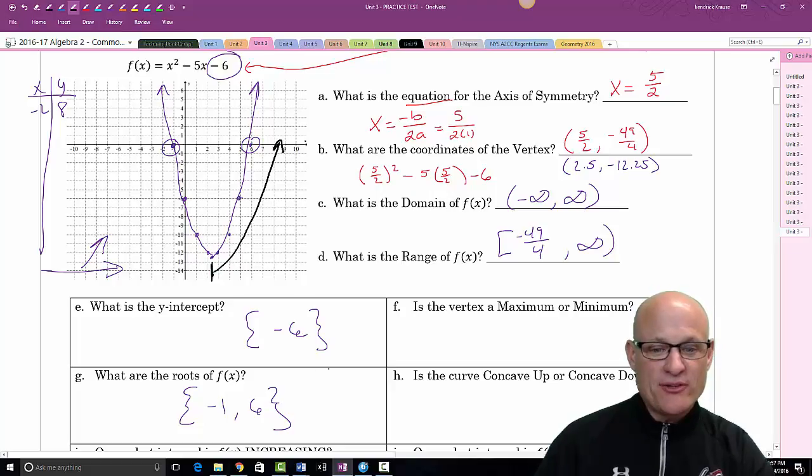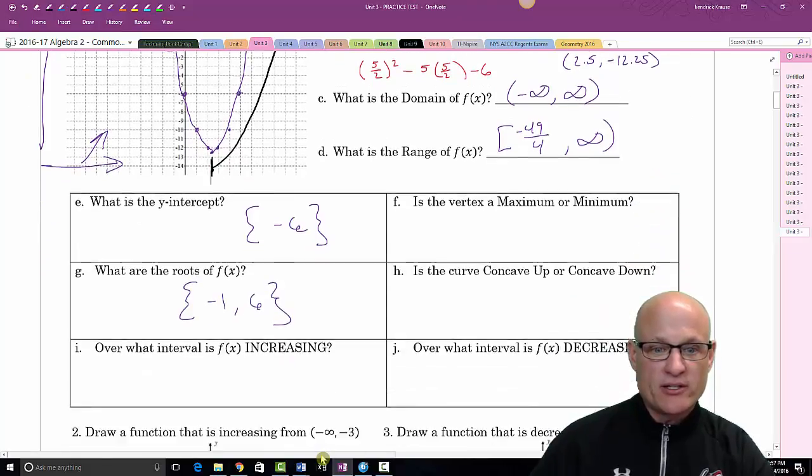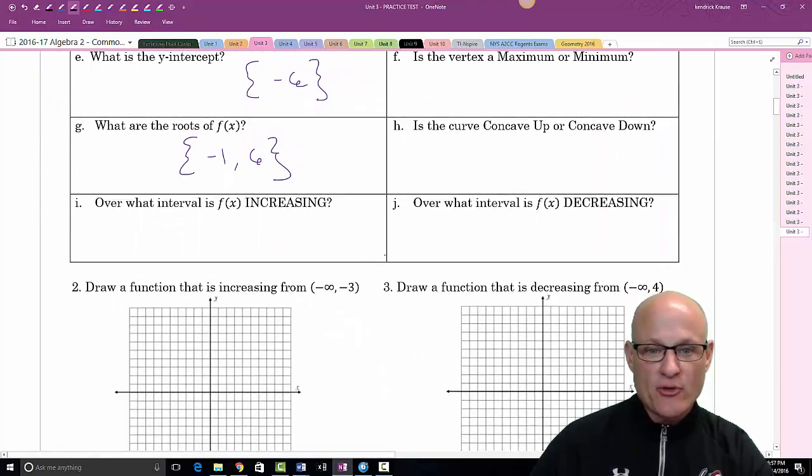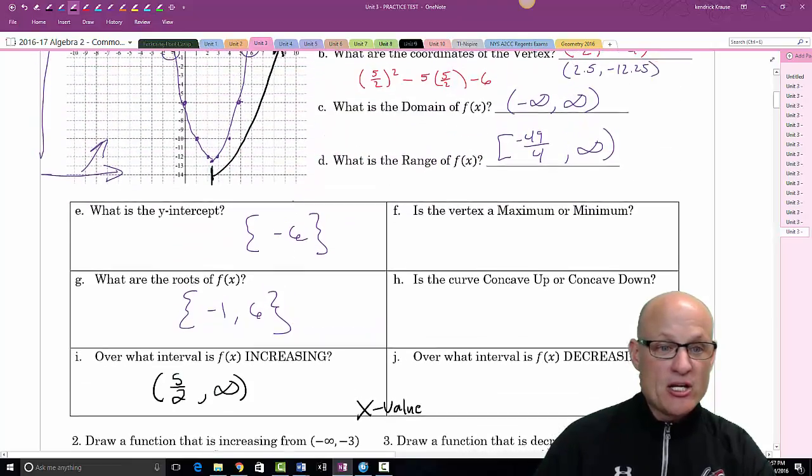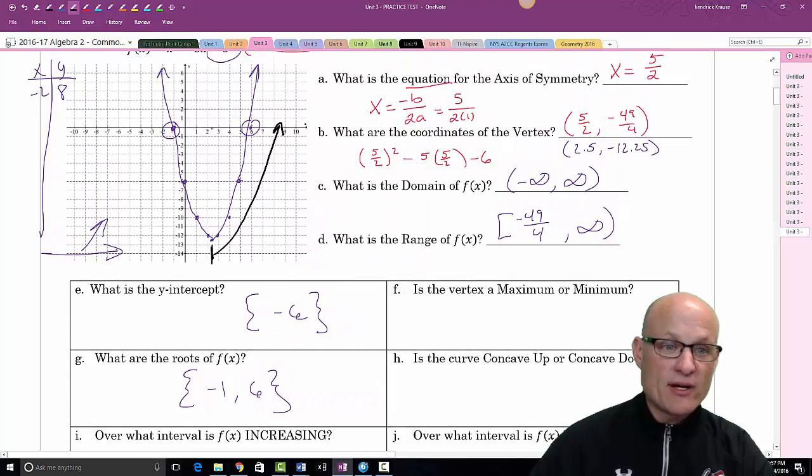But remember, when you're talking about increasing and decreasing here, on both of these, you're talking about x values. So I know starting at 5/2 and going on forever and ever to the right, I'm increasing. Remember, we're using x values. So starting here and going in this direction, the graph itself is going up.